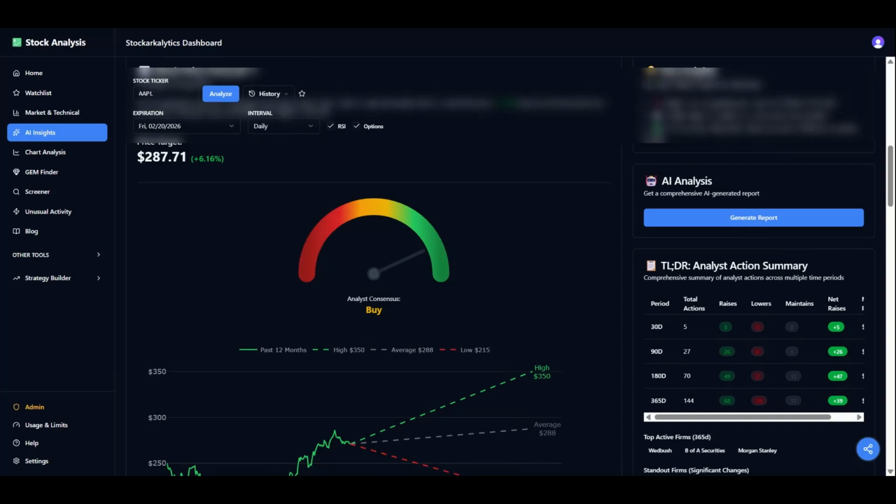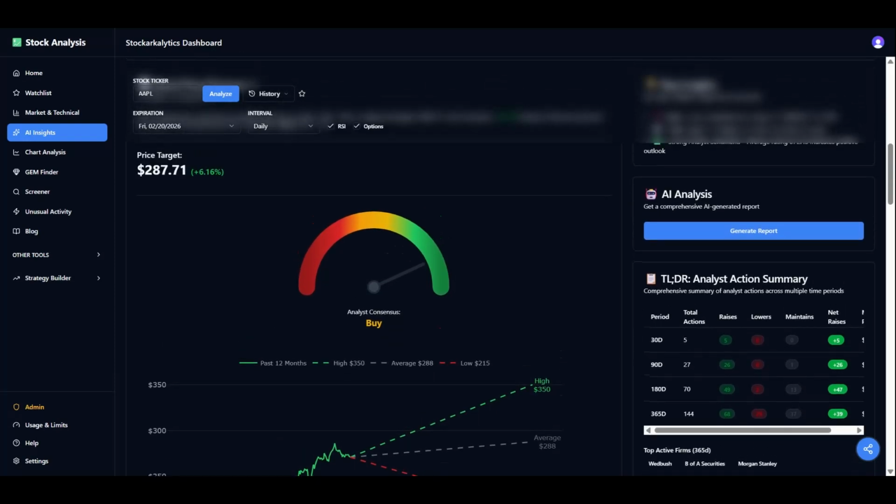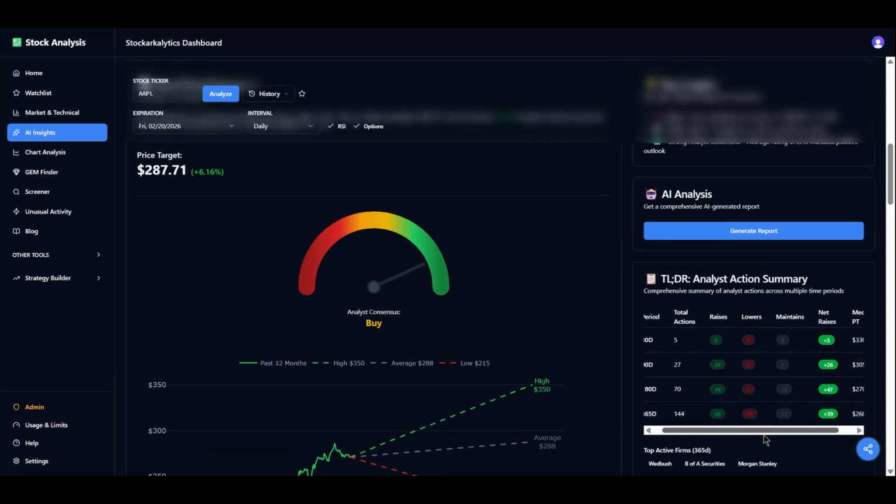Now on the right side, you'll see two really useful pieces. First is the TLDR analyst action summary. This breaks down how many total actions happened across time windows like 30 days, 90 days, 180 days, and so on, and splits them into raises, lowers, and maintains. That's a clean way to see if sentiment is improving or deteriorating recently.